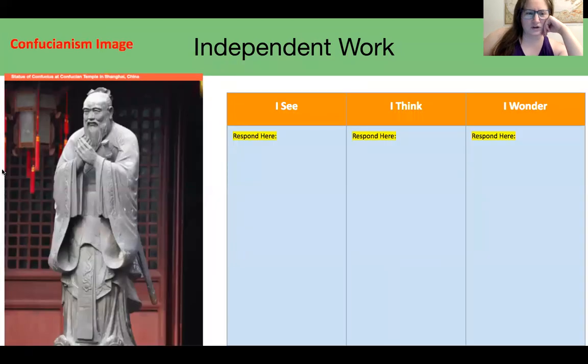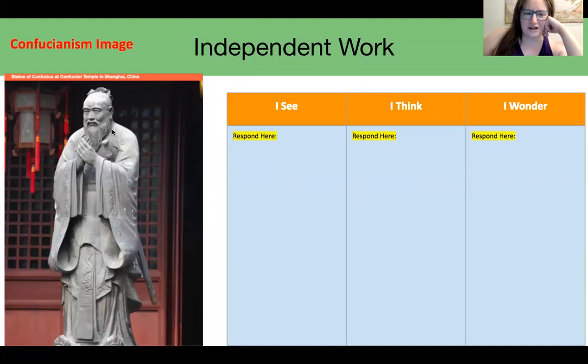Afterwards, you're going to look at another image. This one is from Confucianism. This is a statue of Confucius at a Confucian temple in Shanghai, China. Again, when you're thinking about what you see, I'd like you to really pay attention to different details in all parts of this image. What do you see in the background? Where do you think this might be? What do you see Confucius doing?